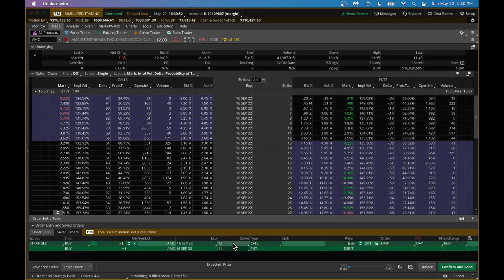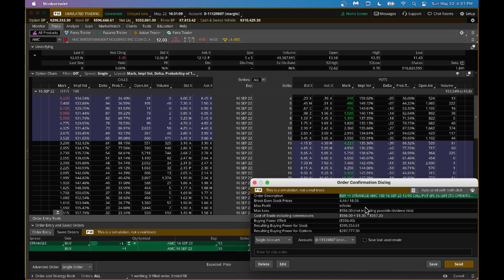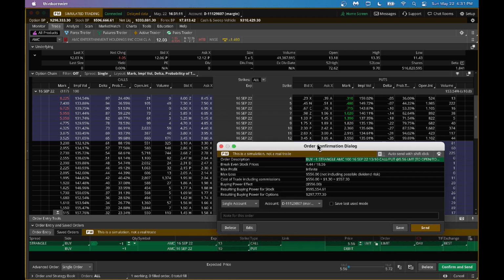And you could also change it. You can say, I want to buy a call option at $13, right here, $13. And you could buy a put option at maybe $10. So this is a little less aggressive fashion. You could confirm and send here. Look, this is also infinite profit here. You're paying a little bit less money, and because you're buying the strangle, your profit potential is infinite, as you can see here.